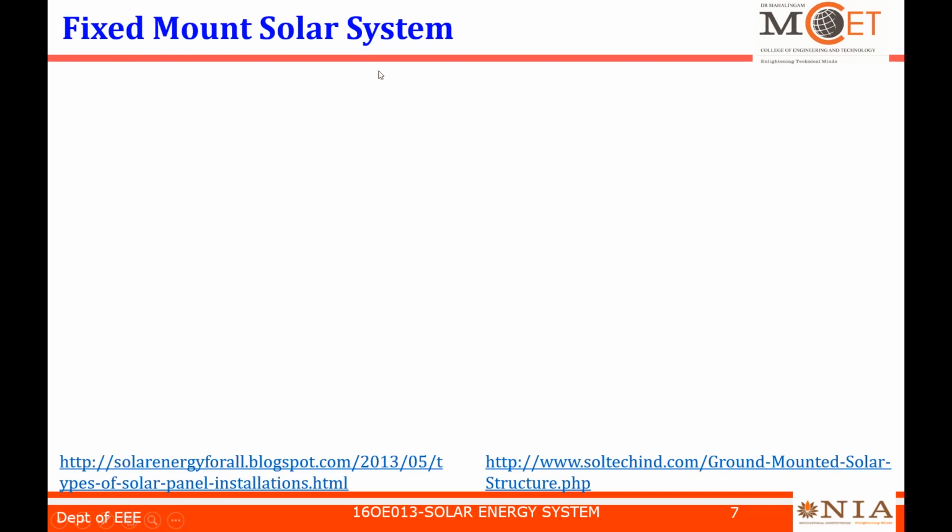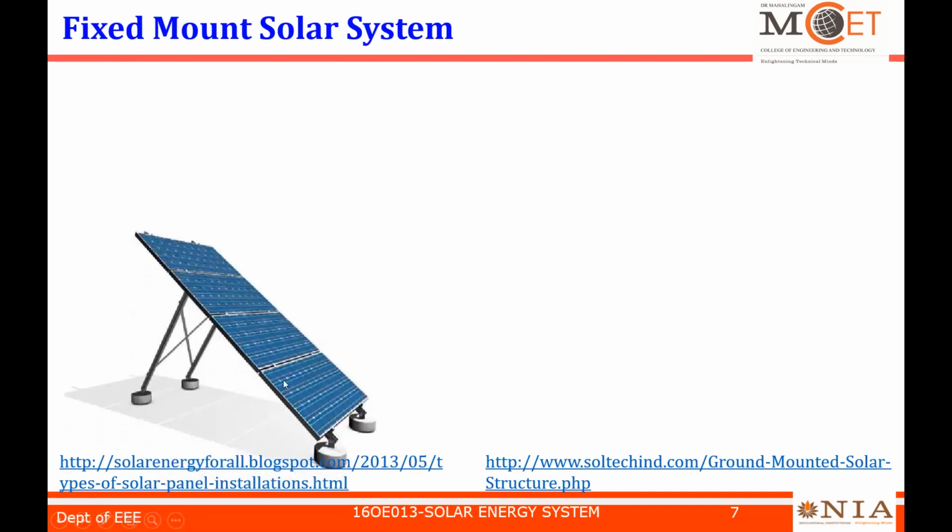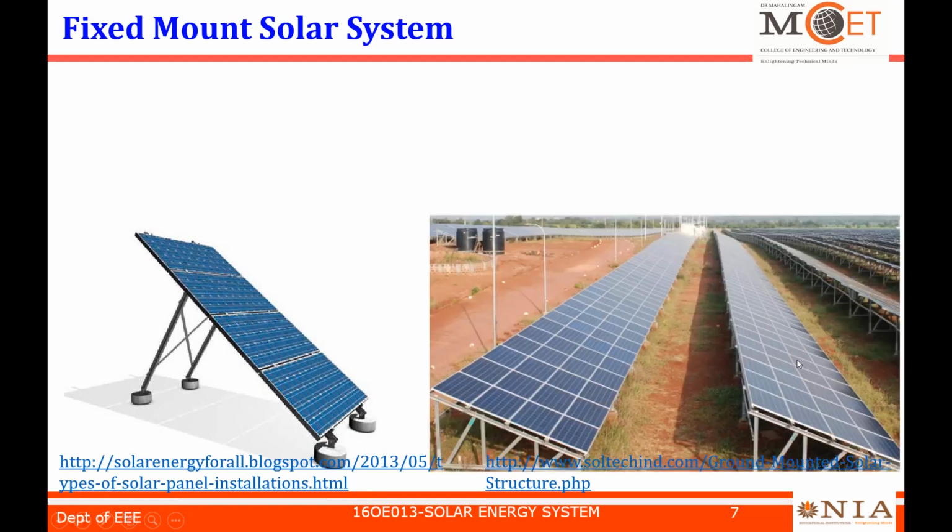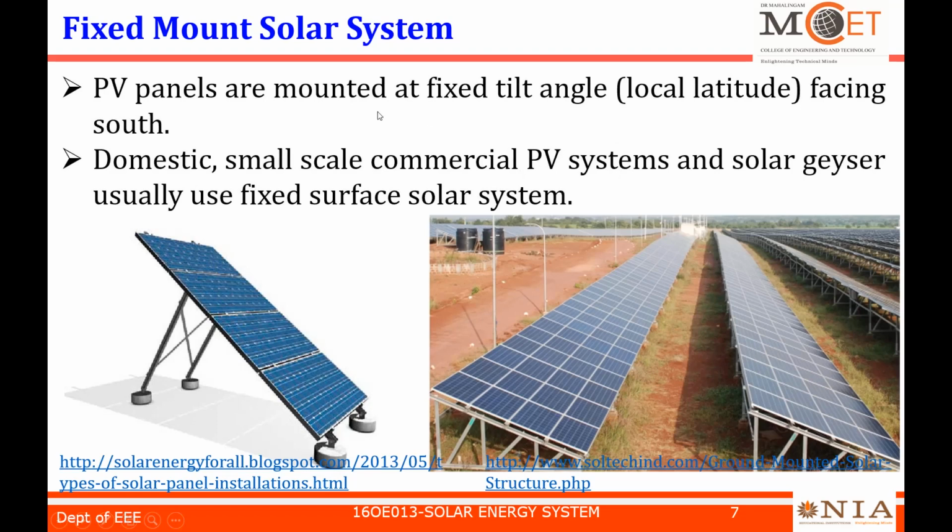Fixed mounted solar system. Here the panel is fixed. It will not be moving as the sun moves. The angle between the ground surface and the solar panel is known as the tilt angle. This is an example of an installation which has fixed modules. PV modules are mounted at a fixed tilt angle facing the southward direction. Domestic and small scale commercial PV systems and solar geysers usually use a fixed surface solar system.